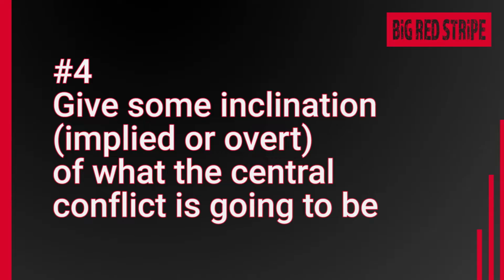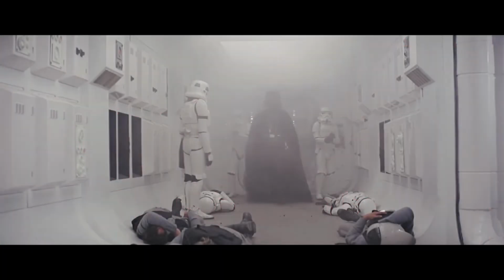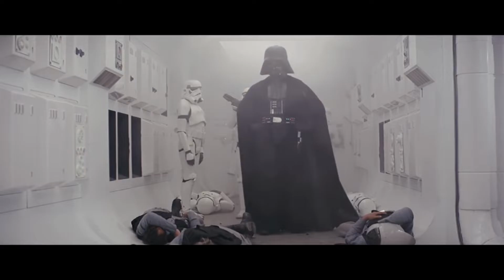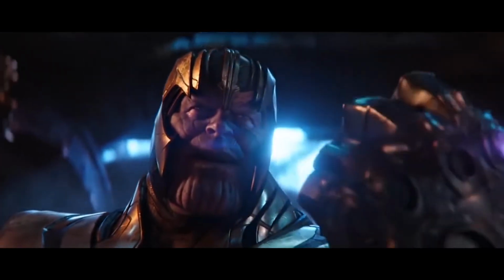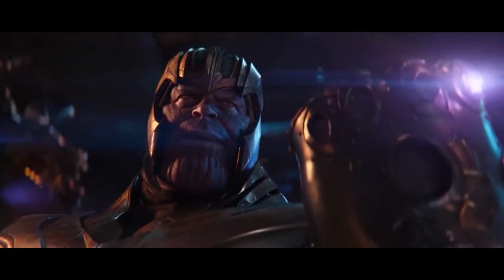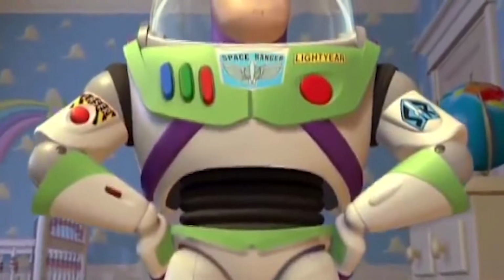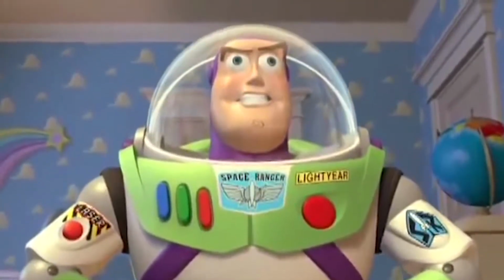Number 4, in the first few pages, the reader needs some inclination, either implied or just outright overt, about what the central conflict of the story is gonna be. At the beginning of Star Wars: A New Hope, Princess Leia's ship is captured by Darth Vader's. He's gonna be a problem. At the beginning of Infinity War, Thanos is killing Asgardians and wanting the Tesseract. He's going to be a problem. At the beginning of Toy Story, Buzz Lightyear is introduced to the rest of Andy's toys. This is gonna be a problem.